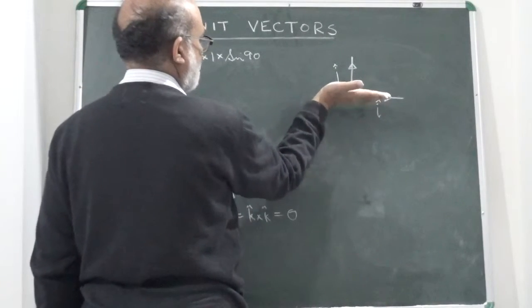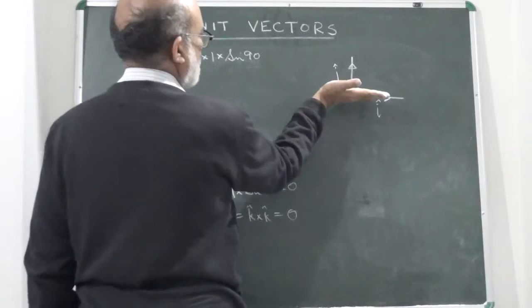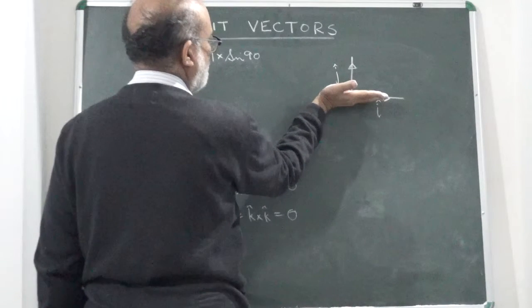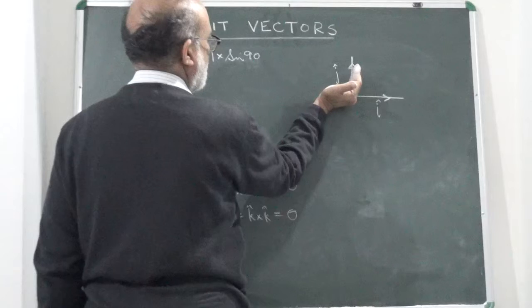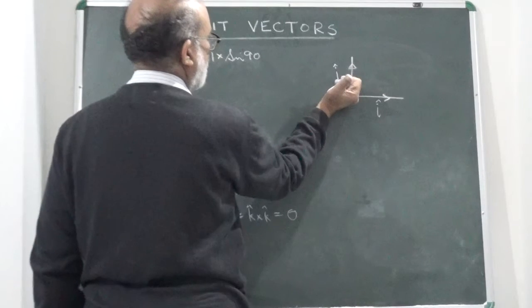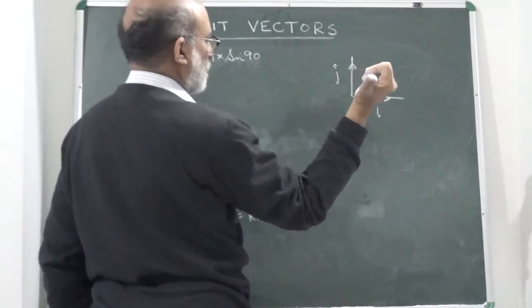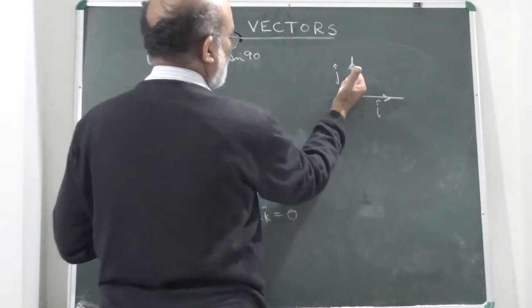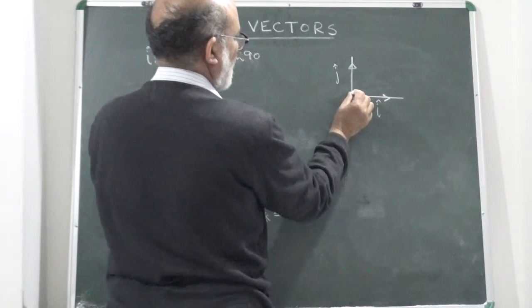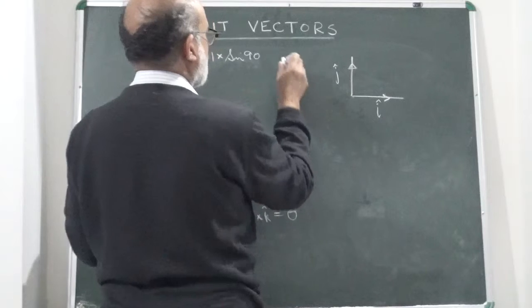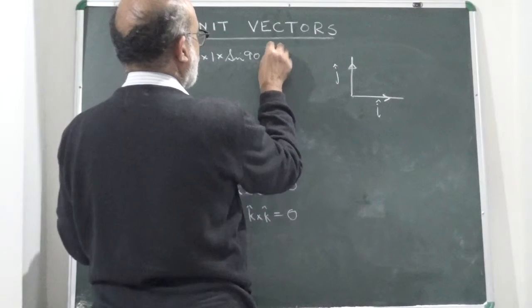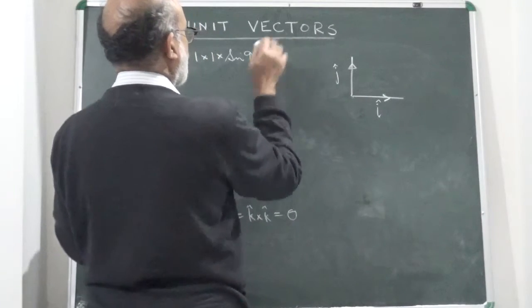So the first vector is here, i. I am putting my right palm here, rotating the fingers along j, and the thumb is pointing outward from the blackboard. So this is k, the z axis. So it is along k.